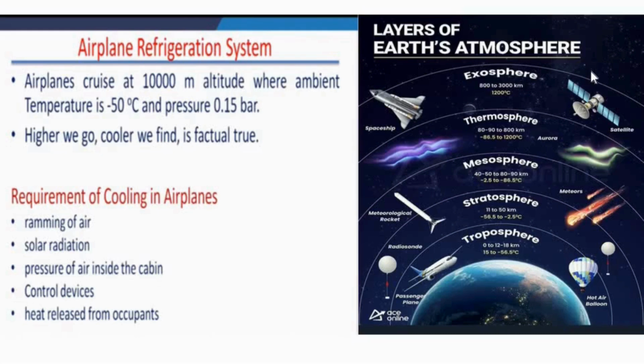We are aware that aircrafts or airplanes cruise at an altitude of 10 km to 12 km over Earth's surface in a troposphere region. In this region, the pressure and temperature are very low. As we go away from the Earth's surface, the pressure of atmospheric air goes on decreasing, and it has been observed that in a troposphere region around 10 km height over Earth's surface, ambient pressure is 0.15 bar and ambient temperature is minus 50 degrees Celsius.